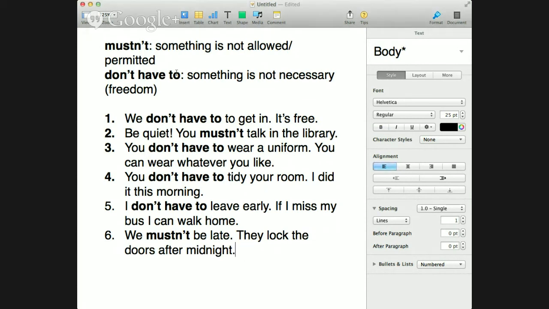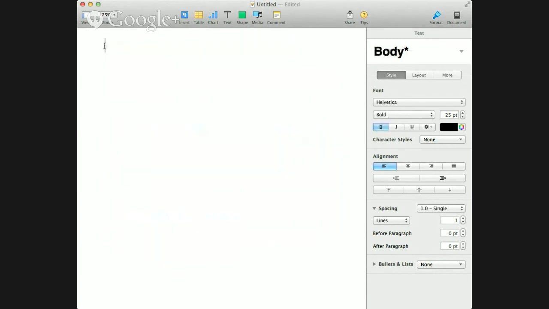So what we're going to talk about now is countable and uncountable nouns. Before we even start, could somebody tell me what is a countable noun and give me an example of one? Countable noun is something we can count. Very good. Such as? An orange, an apple, a pen. Absolutely. Perfect. And can someone tell me about uncountable nouns and give me an example?